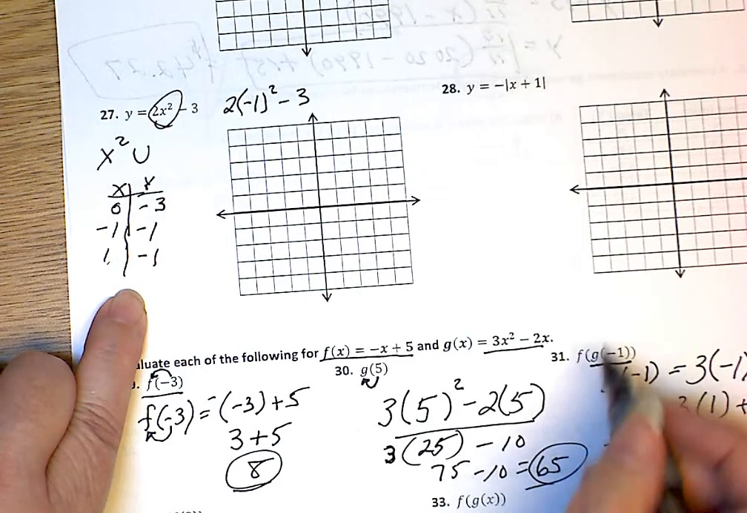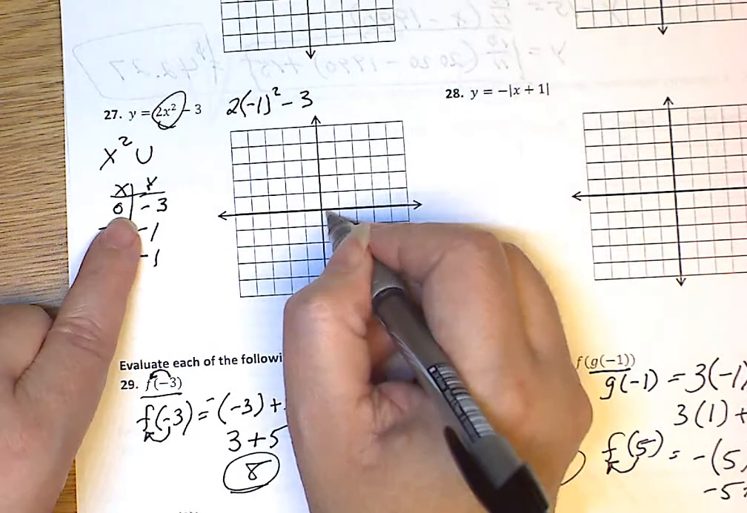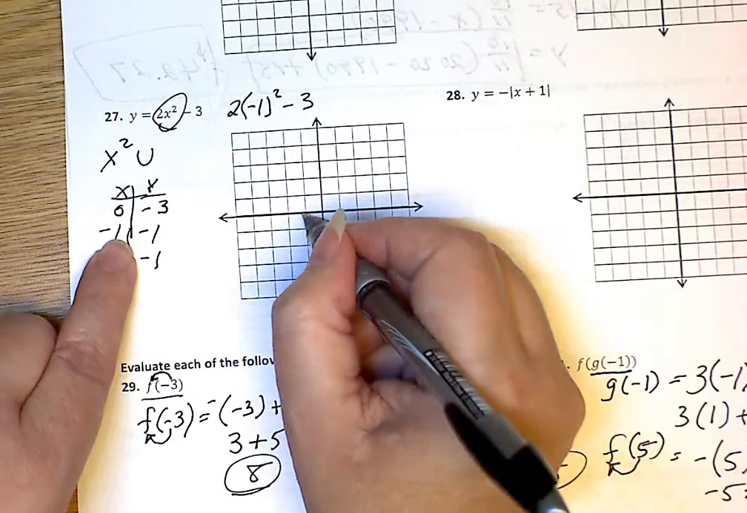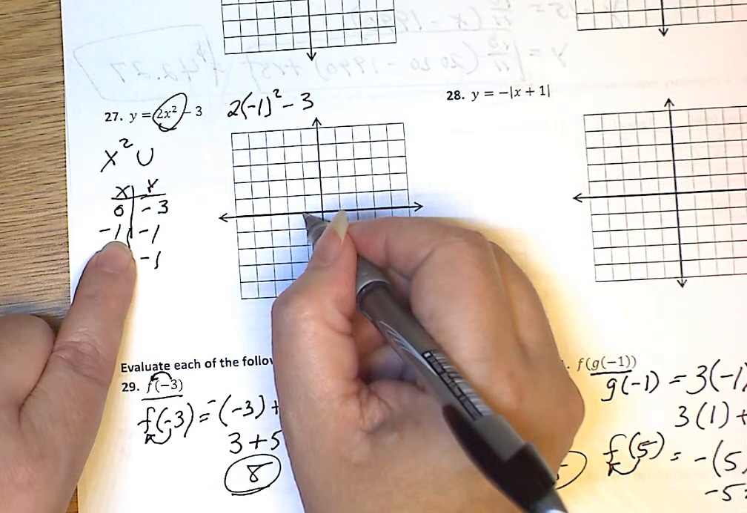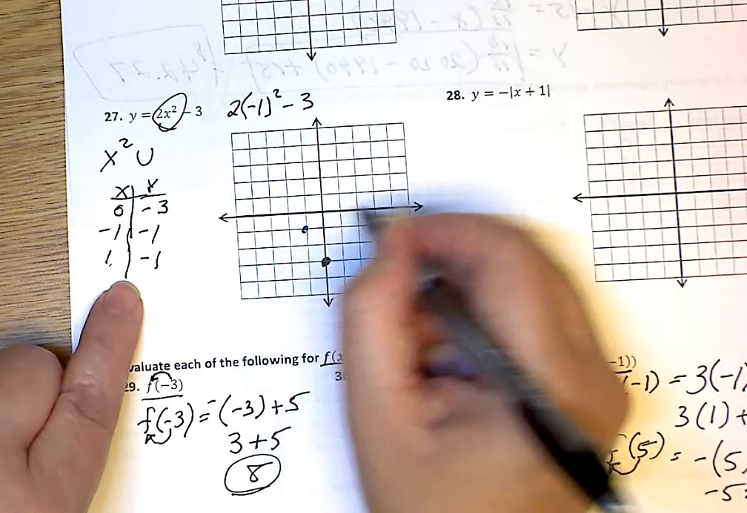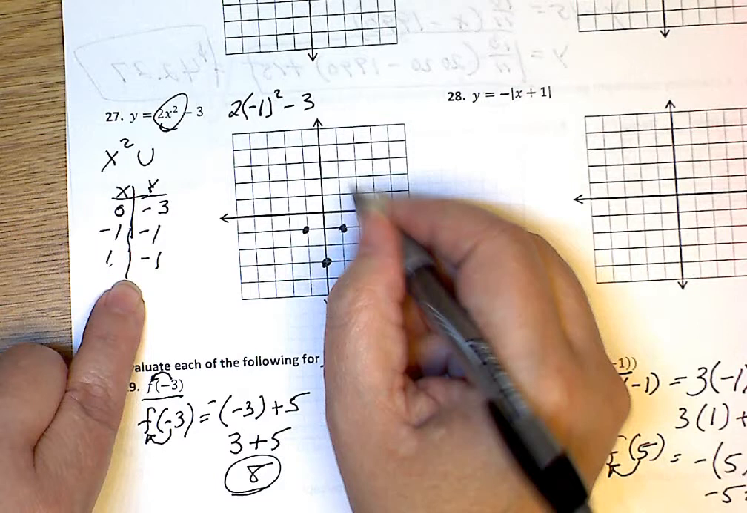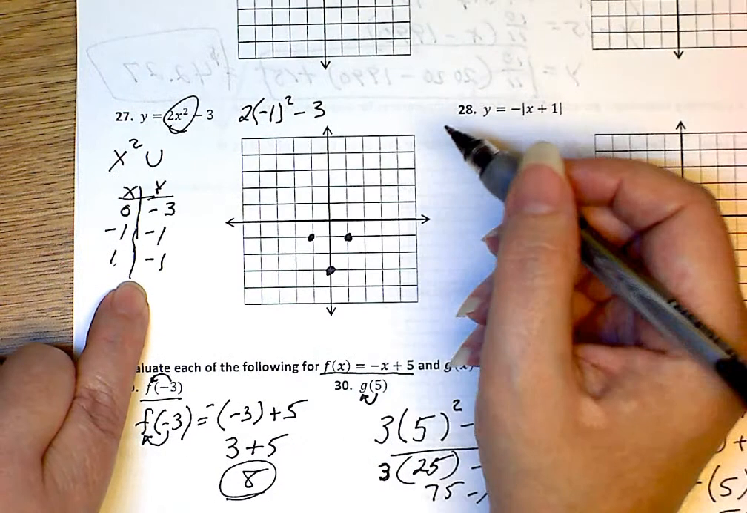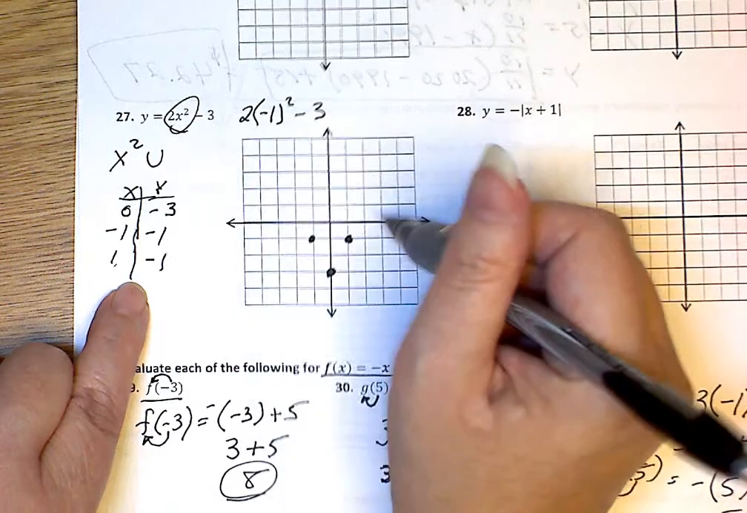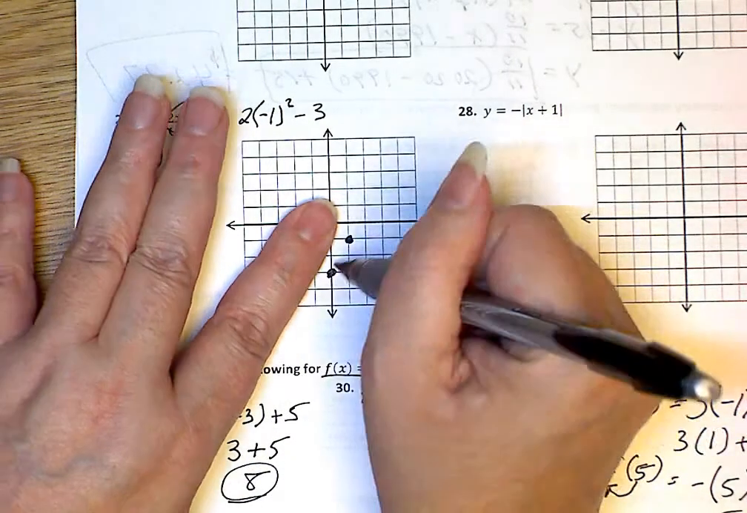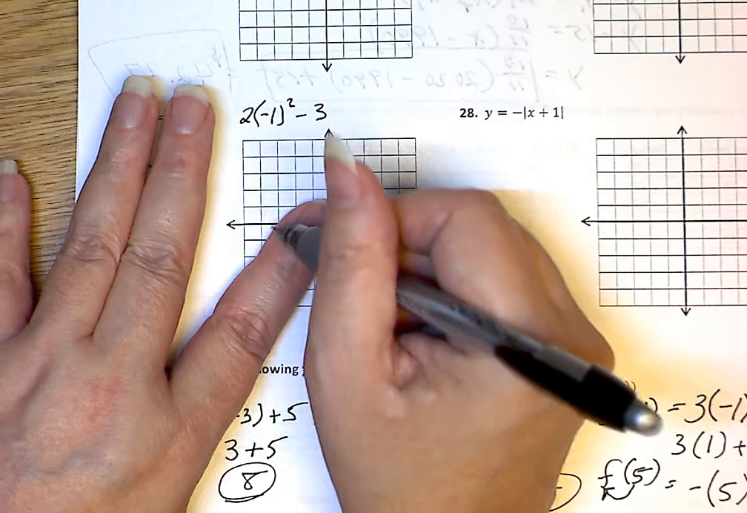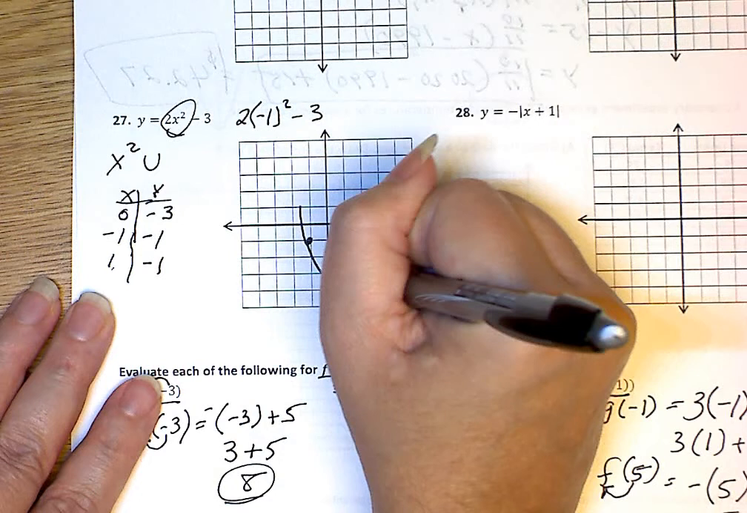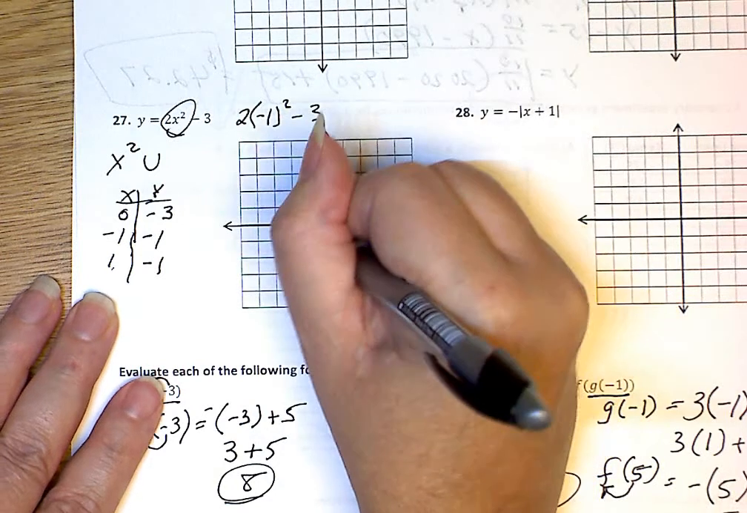All right, so you plot those. 0, -3. 1, 2, 3. -1, -1. And then 1, -1. Since I can see my u, that's all I have to do. If I only could see half of it, you better pick more points. If you only have this side, pick points where your x values are over here, your negative x values. So now that I see it, I connect my dots, and I get my parabola.